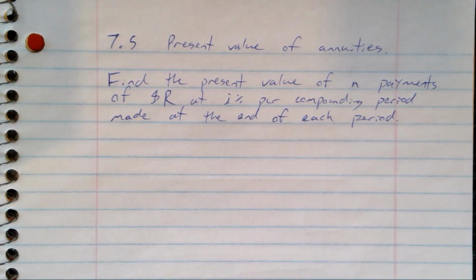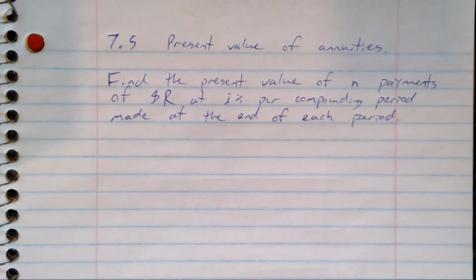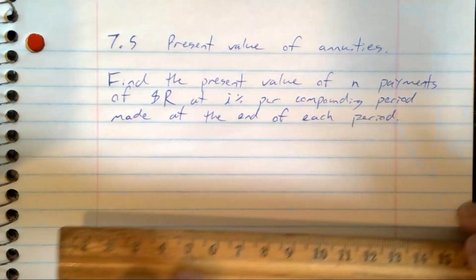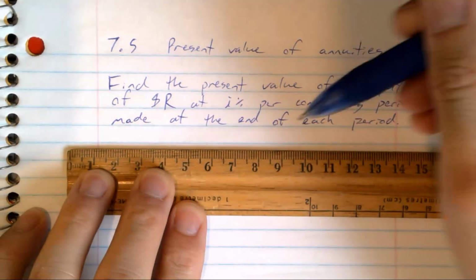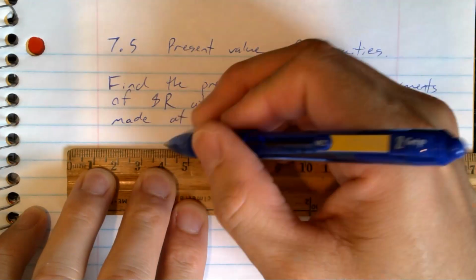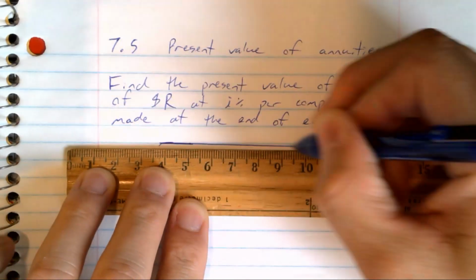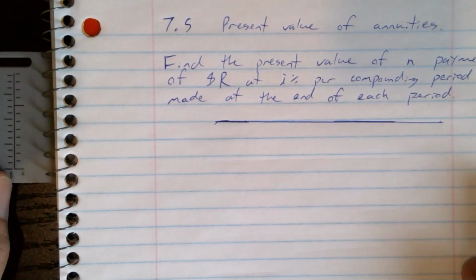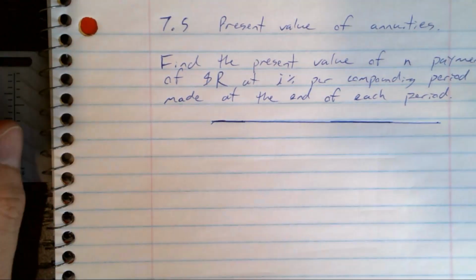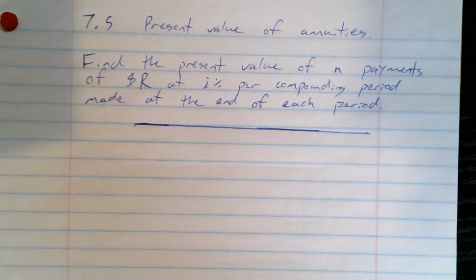Let's start with the development of a specific formula and see how we could avoid having to memorize another formula. So we are going to find an expression for the present value of n payments of R dollars at i% per compounding period made at the end of each period. Okay. Let's just shift this over a little bit. Like that.